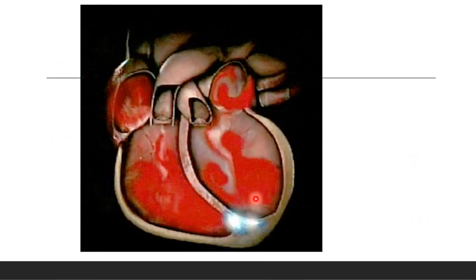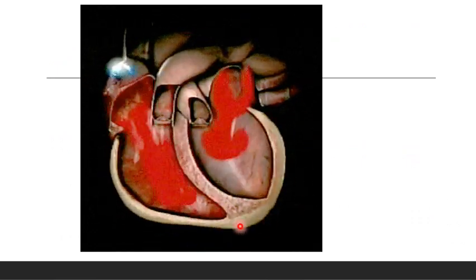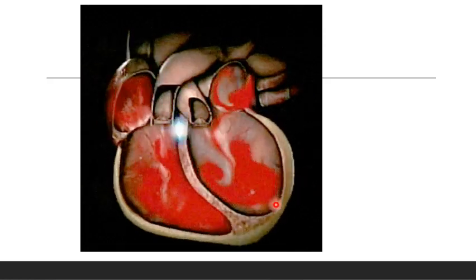Have a look at this animated video of the heart circulation process, how it takes place in our body.